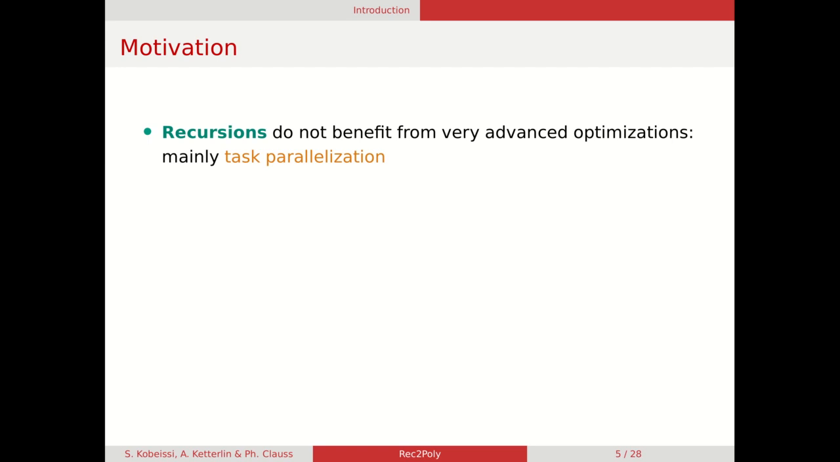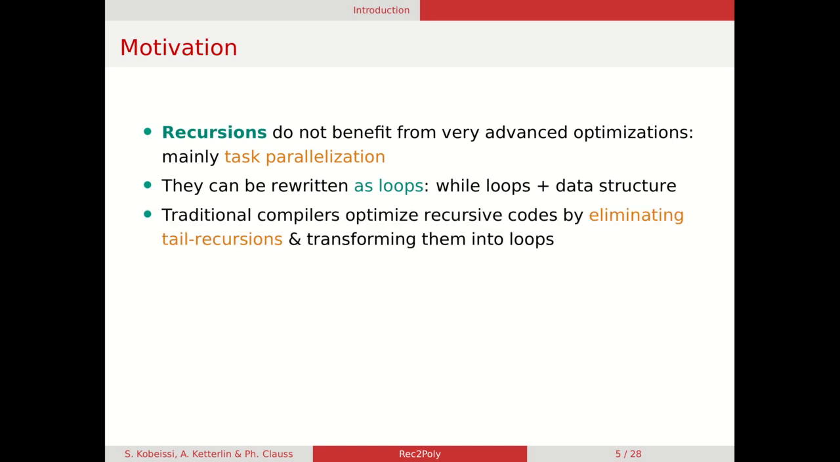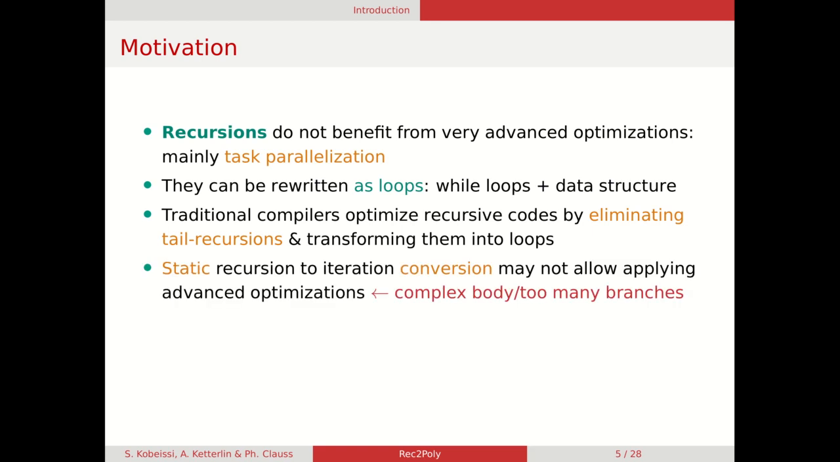Their optimizations are mainly based on task parallelization. It's well known that a recursion can be rewritten as a loop, usually as a while loop in addition to a data structure replacing the call stack. Traditional compilers tend to optimize recursive codes by eliminating recursions, specifically tail recursions, where the recursive call is the last instruction in the function. Recursion to loop transformation optimizes the program by reducing the overhead induced by accessing the call stack with every recursive invocation.